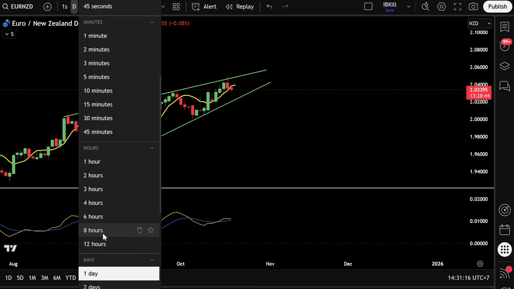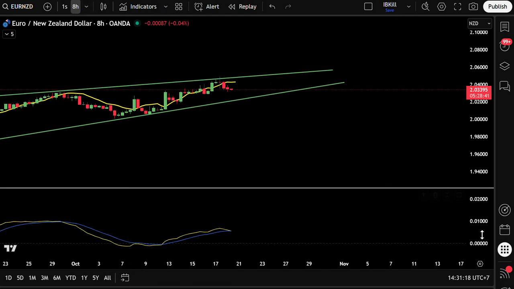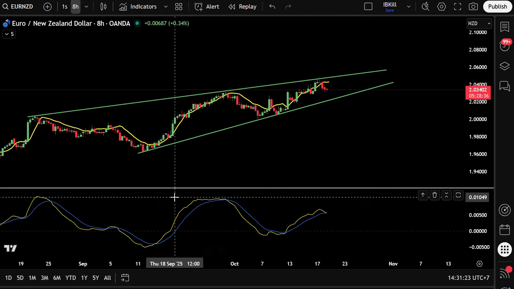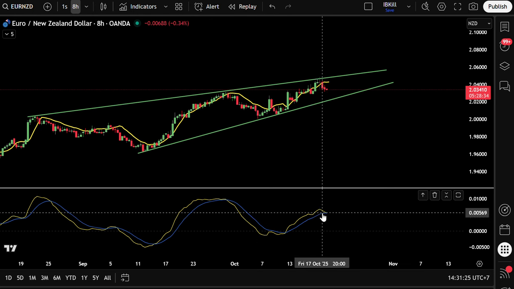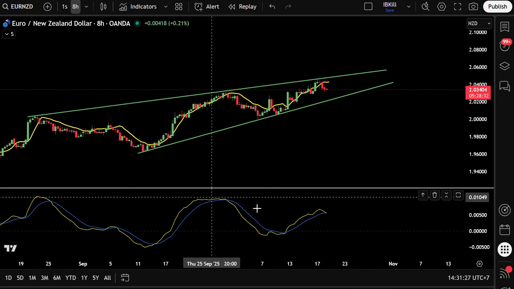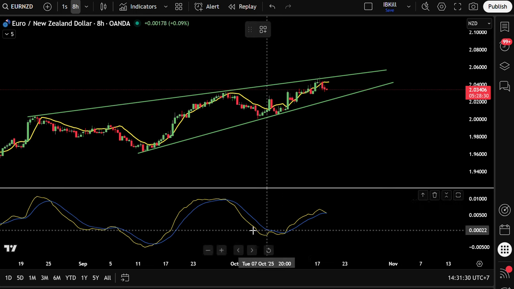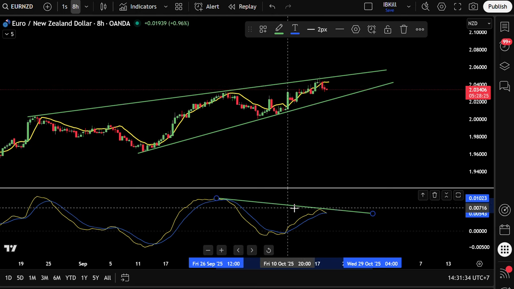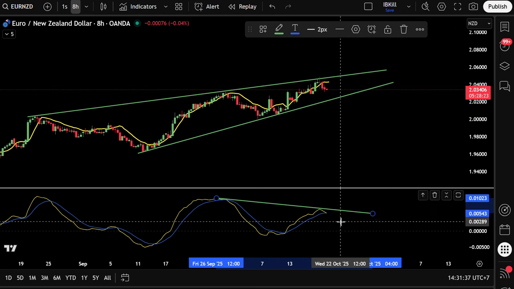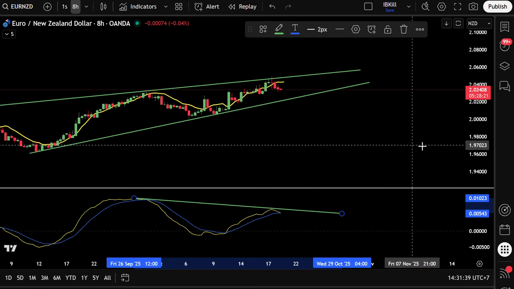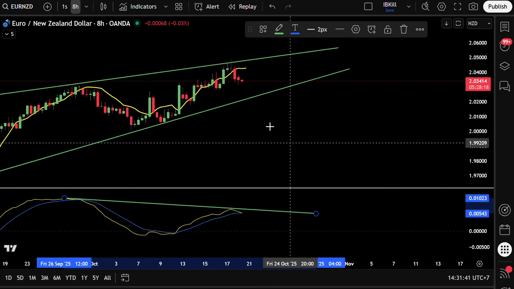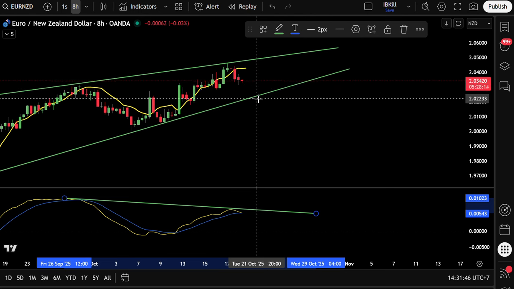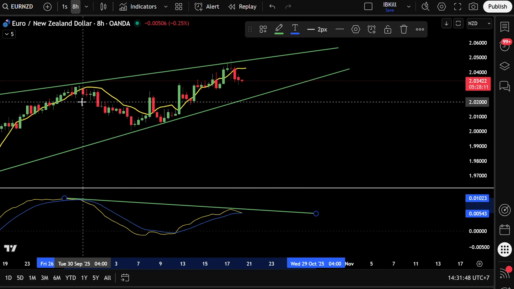I also want to zoom into the 8-hour chart. What I'm noticing here is, now this indicator here is just the MACD, but I like to use the moving averages. To me, this is a lot more clear. We're seeing MACD divergence. Price has been moving higher and the MACD moving down. We're getting a MACD cross. What normally happens when you start to see that is you see a fake out to the upside followed by heavy selling, and that's the play I'm looking to do here today on the Euro New Zealand dollar.